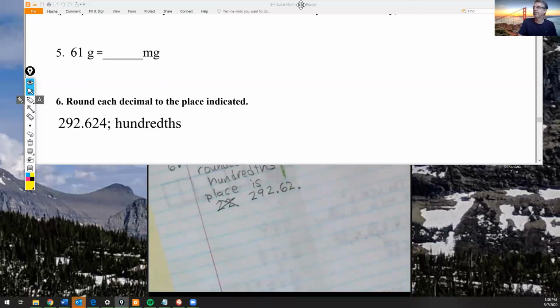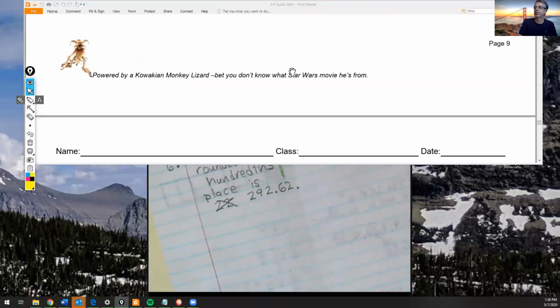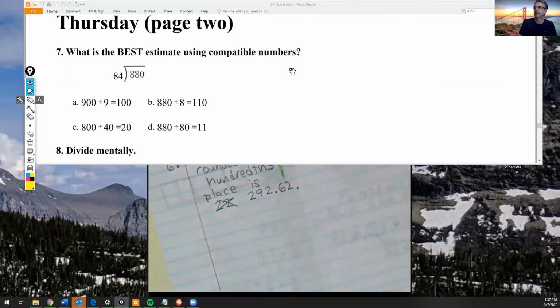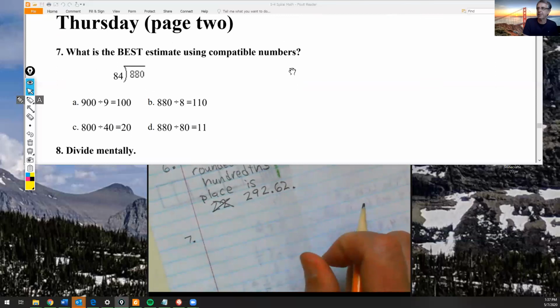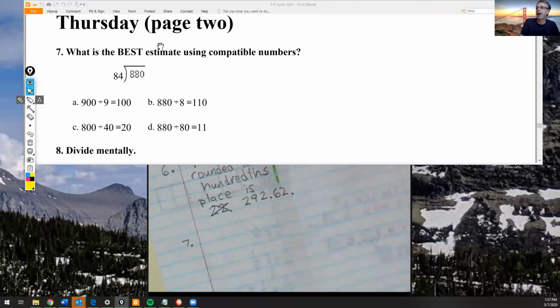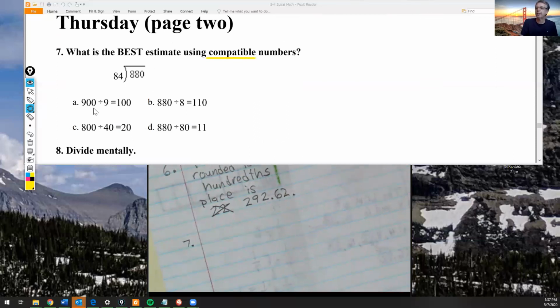Let's go on to number 7. Now, number 7, we're really not going to need to do any real dividing. It's just asking us what is the best estimate using compatible numbers. Compatible numbers means numbers that we round so that they're easy to do in our head, or easy math facts. So what I'm going to do is look at these right here.